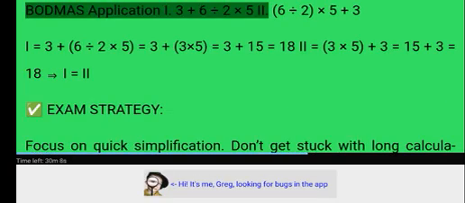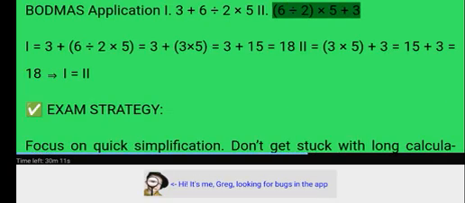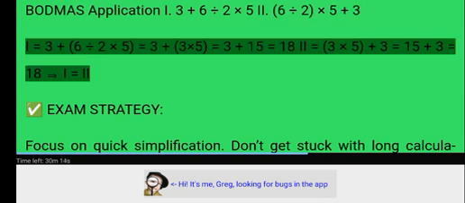BODMAS application. I: 3 plus 6 divided by 2 times 5. II: 6 divided by 2 times 5 plus 3. I equals 3 plus 6 divided by 2 times 5 equals 3 plus 3 times 5 equals 3 plus 15 equals 18. II equals 3 times 5 plus 3 equals 15 plus 3 equals 18. So I equals II.